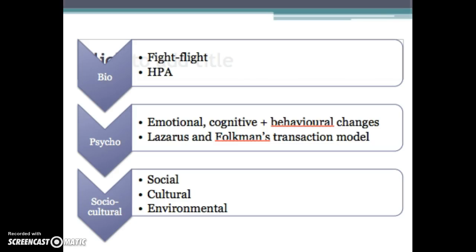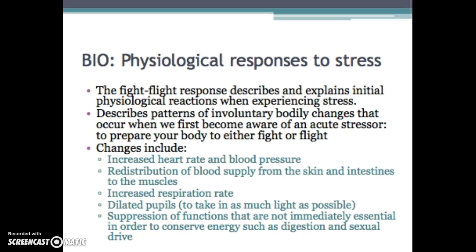In this video, we'll be looking at the biopsychosocial model and applying that to stress. Specifically in this video, we'll be looking at just the biological perspective, and this will include the fight-flight response and the HPA axis. So the biological perspective looks at what are our physiological, so our physical responses to stress.